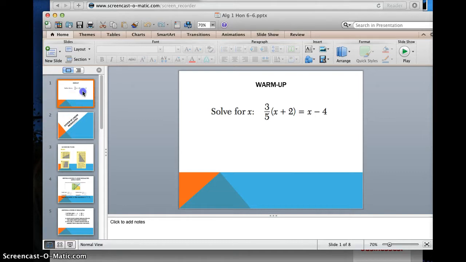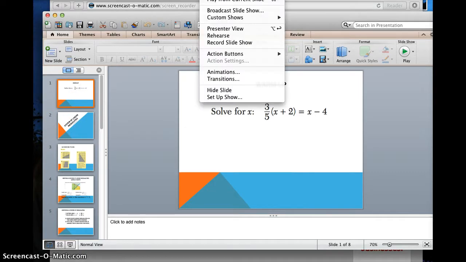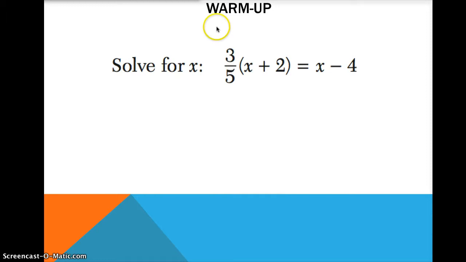We're going to look at 6.6. Before we do that, let's go ahead and look at the warm-up. So go ahead and try this warm-up, put me on pause, and try to solve it, and then see how you did with it.